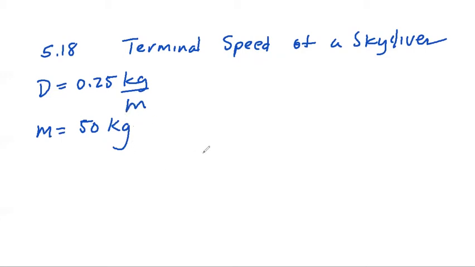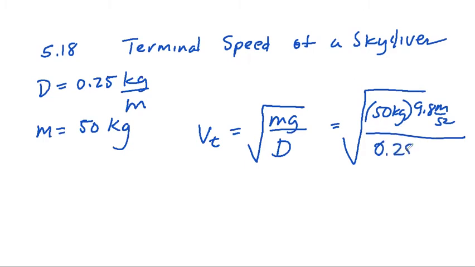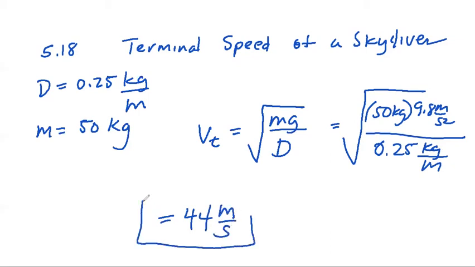Okay, and now I'm going to use equation 5.12. So 5.12 says v terminal equals the square root of mg over big D. So that's going to be equal to the square root of 50 kilograms times 9.8 meters per second squared divided by 0.25 kilograms per meter. Okay, and let's see. That's going to give us 44 meters per second. That's 518.